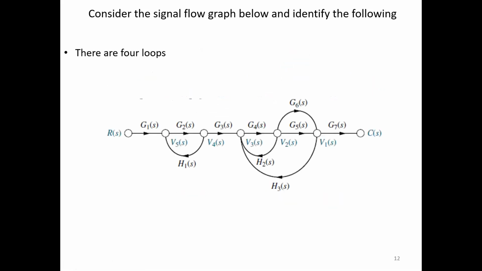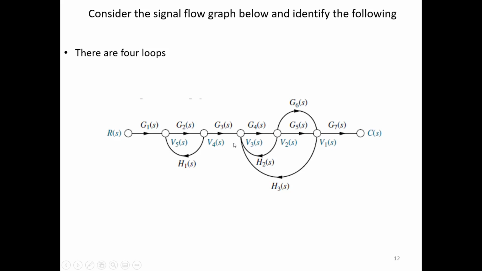Now, how many loops are there in the graph we have to identify. As we have seen in the definition of a loop, I have to start from a node, travel a few branches and come back to the same node. So I'll start from this node. We have to identify such loops. I'll go through the G2 branch, take the H1 branch and come back to the same node. So this is what I call one loop.